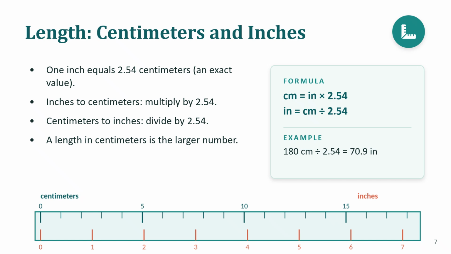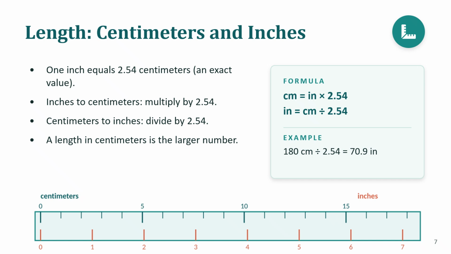A centimeter is smaller than an inch, so a length in centimeters will be a larger number than the same length in inches. Let's work an example with a common height. Suppose a patient is 180 centimeters tall. Divide by 2.54 and you get about 70.9 inches. Going the other way, multiplying an inch value by 2.54 gives centimeters.